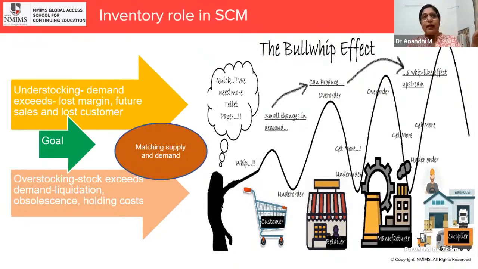On the other hand, if he is going to hold less stock, then there is always a threat. That is a low hanging sword that the customer will leave him and go away. So it is striking a balance between understocking and overstocking. Understocking: demand exceeds supply, lost margin and lost customer. It's a very threatful situation. That is why even in your simulation, more cost is attached to backlogs. That is understocking. And half the cost of that is attached to inventory. That is overstocking: the stock will exceed the demand, causing liquidation, obsolescence, holding cost.